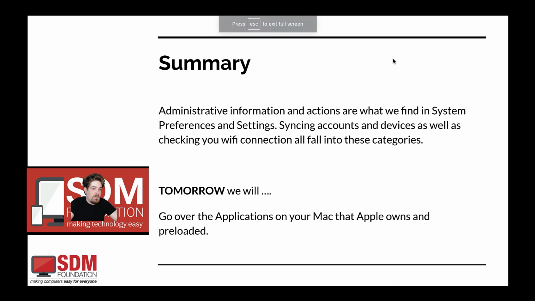and this is where we give some final thoughts on the lesson. As it says here, administrative information and actions are what we find in system preferences and settings. Syncing accounts and devices, as well as checking your Wi-Fi connection, all fall into these categories. And then in the next lesson, we will go over the applications on your Mac that Apple owns and are preloaded onto your computer.